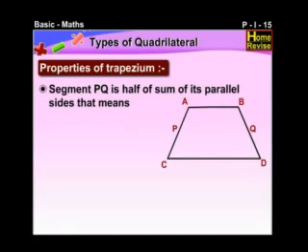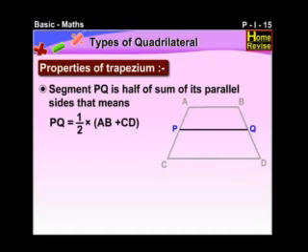Second property, this segment PQ is half of the sum of its parallel sides. That means PQ is equal to half into AB plus CD. That is the property of a trapezium.